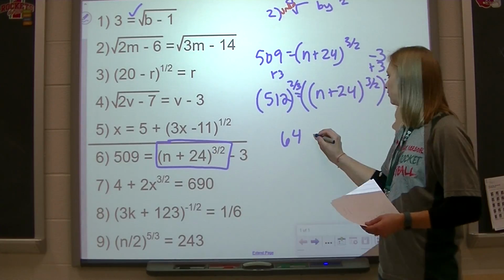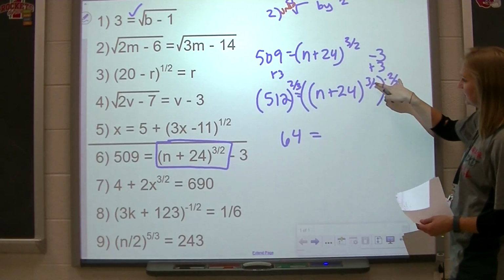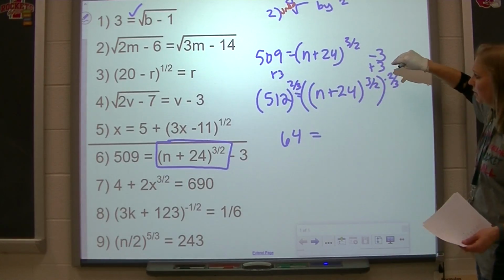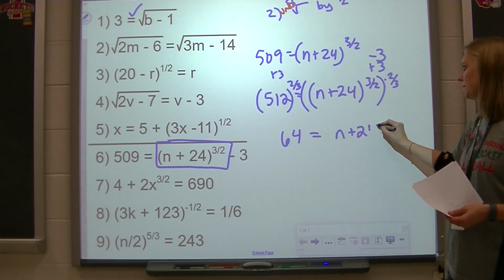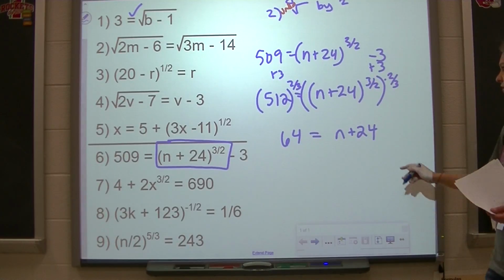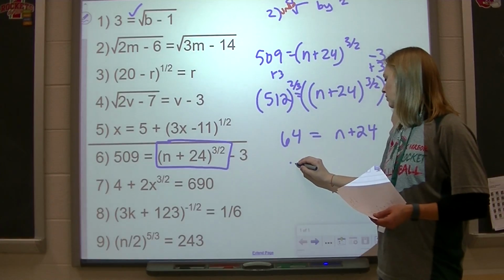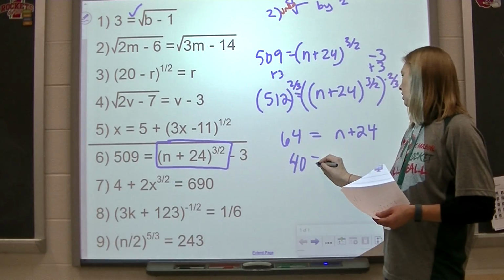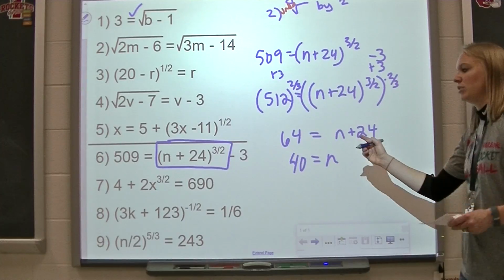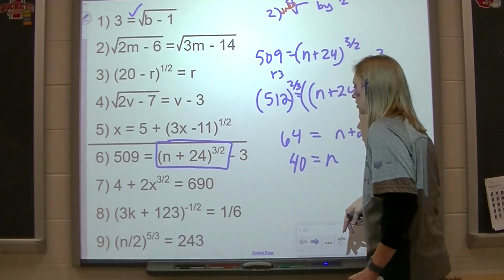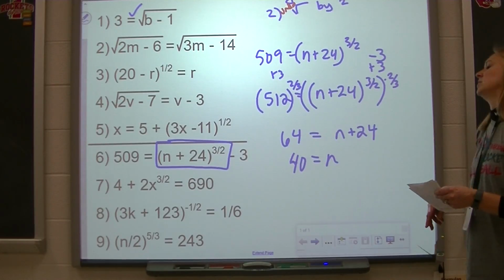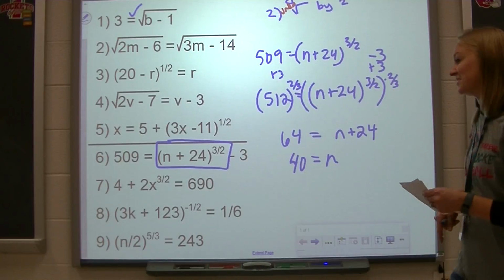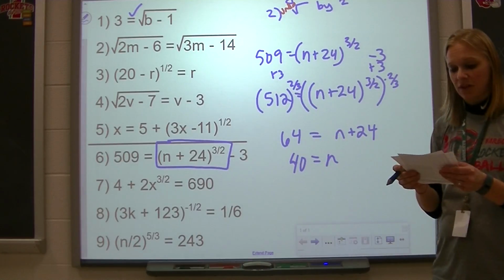So we'll have 64 equals, now when we use our property of exponents and multiply, we get 1. N plus 24 to the first power is just n plus 24. So we have a linear equation, we just need to solve. Subtract 24, we get 40 equals n. And again, we can check it. 40 plus 24 is 64. 64 to the 3/2 power must be 512. And then 512 minus 3 is 509. So that checks out and that works.